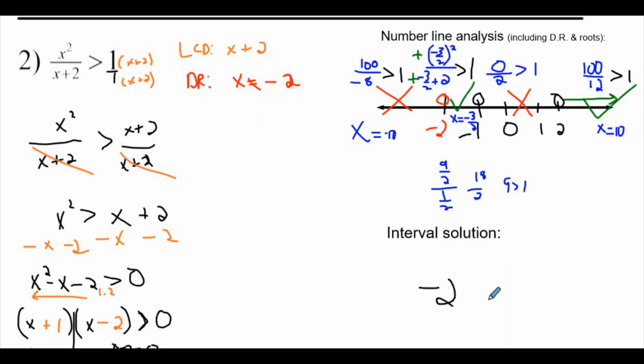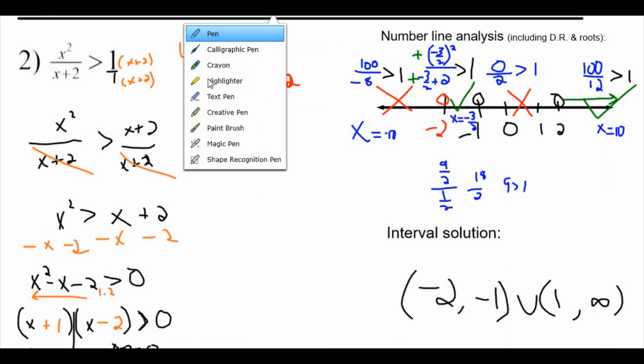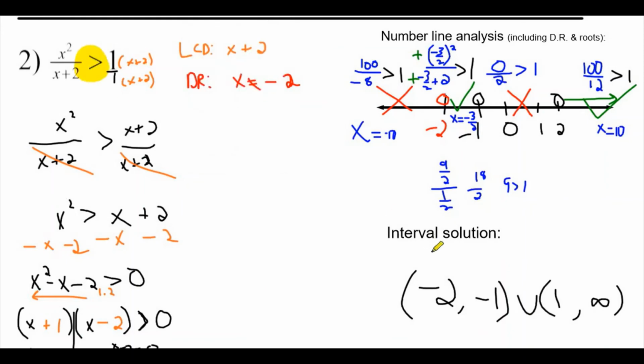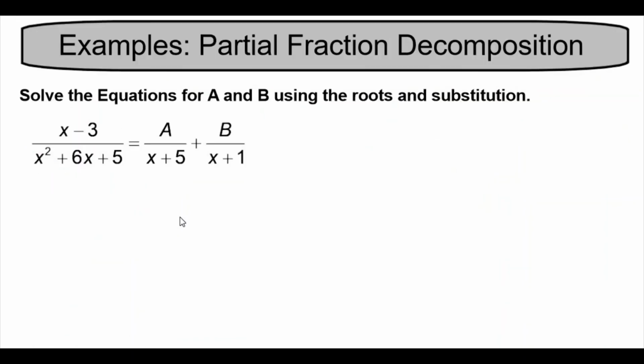It would be -2 to -1, and then union with 1 to infinity, and everything would have parentheses because domain restrictions have parentheses, infinities have parentheses, and in this particular problem, this inequality doesn't have equals, and so that would yield parentheses. So in these examples, we're going to take a look at a solving technique that is honestly very unique to rational equations.